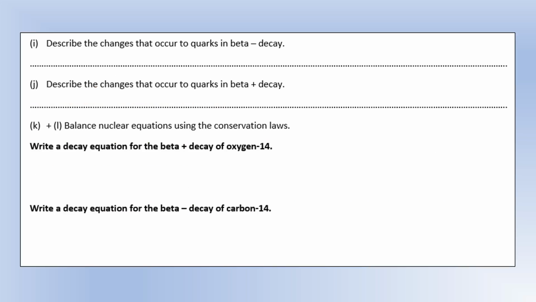Okay, so if we now think about that in terms of our quark model, in a beta minus decay, where we are producing an electron and a proton, what's happened is a down quark changed into an up quark. So it's changed from a neutron to a proton. Whereas in beta plus, a proton turned into a neutron, so an up quark changed into a down quark.